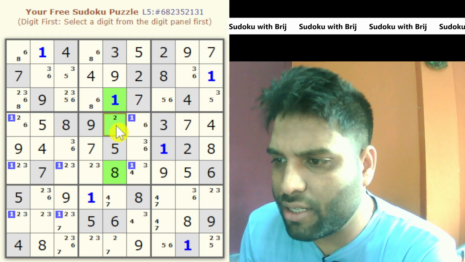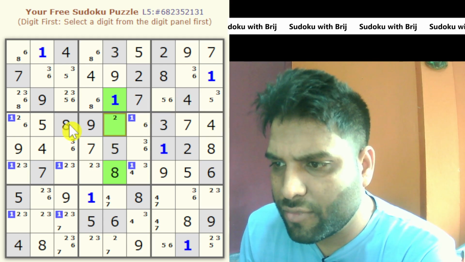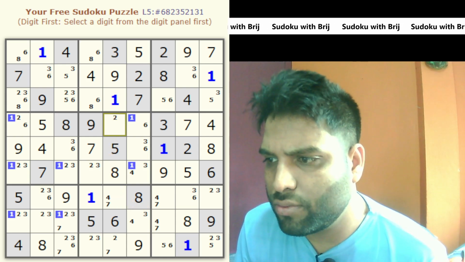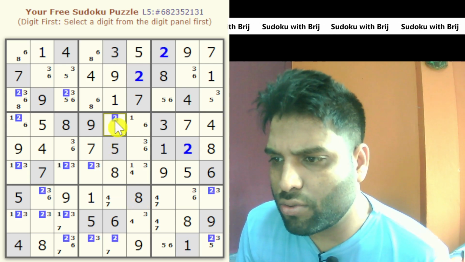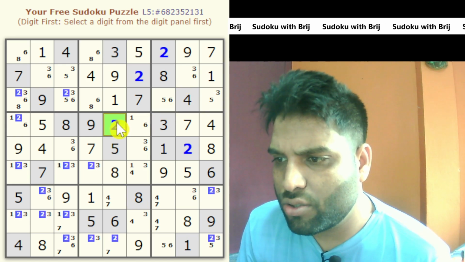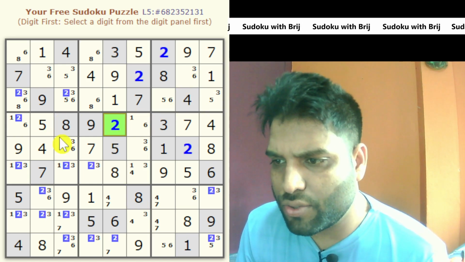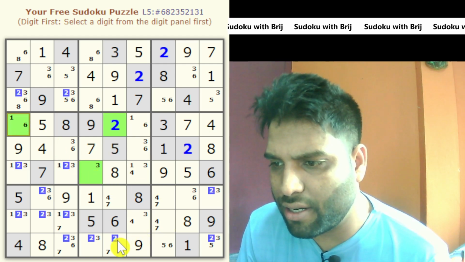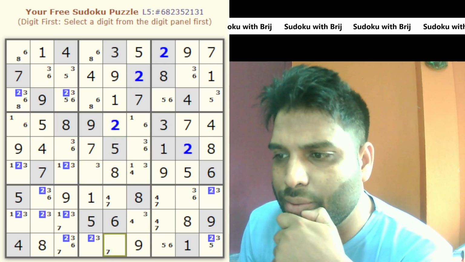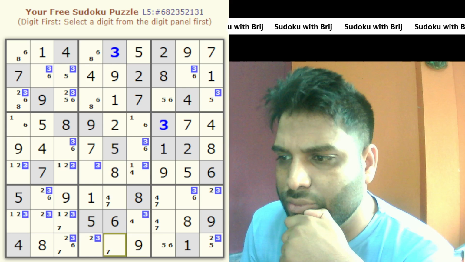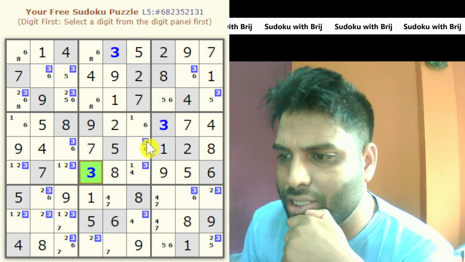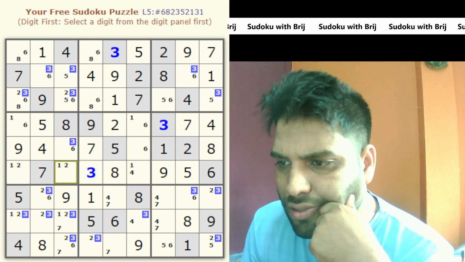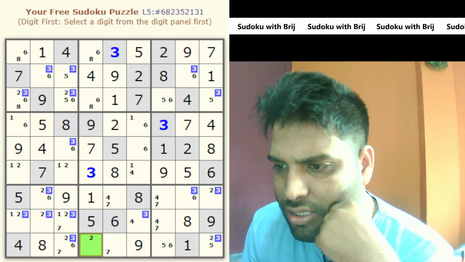So 1 can be eliminated from here also. So now I think I have got the solution of 2. So I can put 2 in this cell. So I can remove the 2 from here, 2 from here also, and here also. So I think I have got the solution of 3 now. So 3 can be put in this cell and 3 can be removed from these cells, and also this cell.